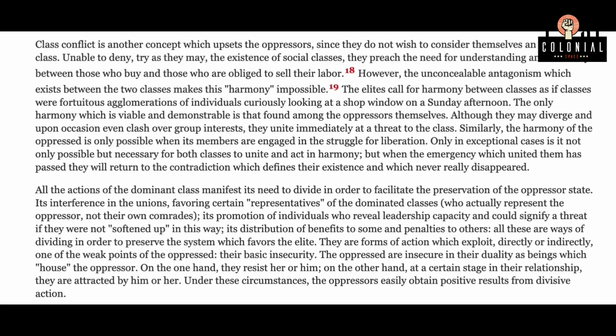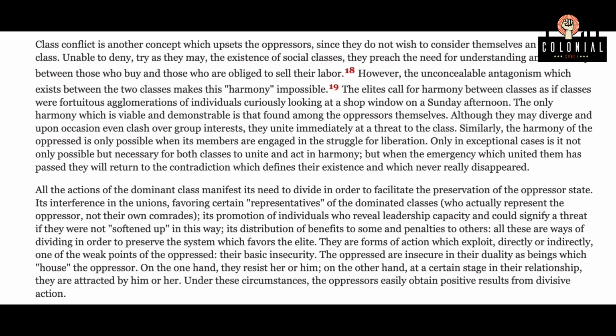So here we go. Class conflict is another concept which upsets the oppressors, since they do not wish to consider themselves an oppressive class. Unable to deny, try as they may, the existence of social classes, they preach the need for understanding and harmony between those who buy and those who are obliged to sell their labor. However, the unconcealable antagonism which exists between the two classes makes this harmony impossible. The elite call for harmony between classes as if classes were fortuitous agglomerations of individuals curiously looking at a shop window on a Sunday afternoon.